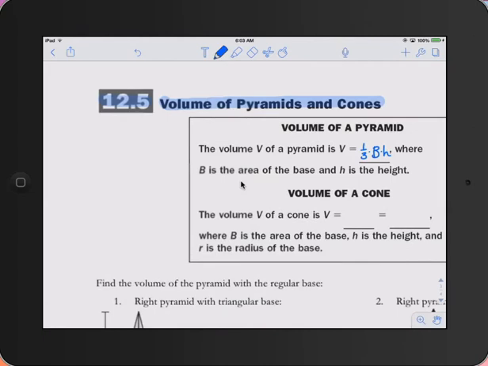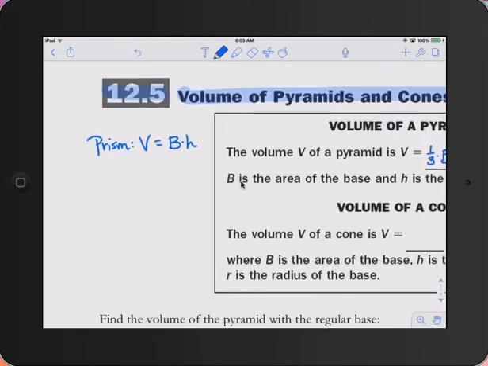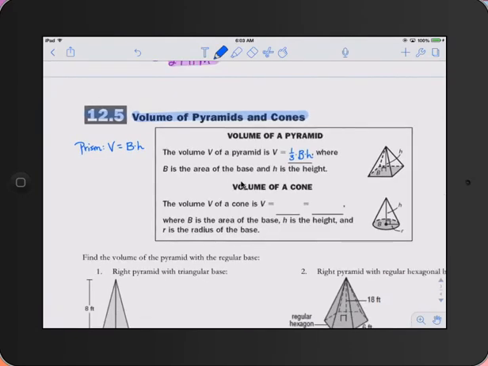So remember that a prism's volume is area of the base times the height. So basically, a pyramid would be 1/3 the volume if the bases of the prism and the pyramid were the same and the heights were the same. The volume of the pyramid would be 1/3 the volume of the prism.